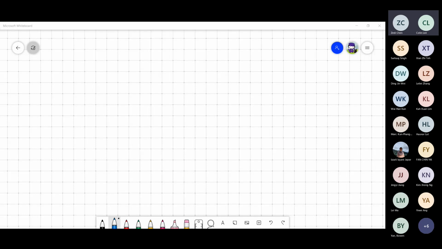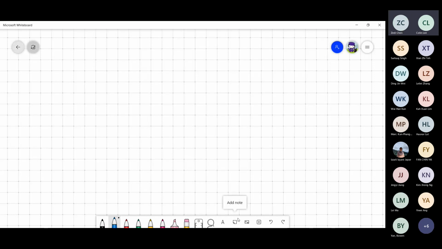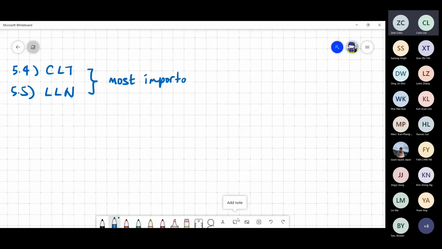Okay, next we proceed to section 5.4, the central limit theorems. For this chapter, we have another two sections. The first one, 5.4, will be central limit theorems, and 5.5 will be the law of large numbers. These two can be considered as maybe the most important results in statistical analysis. I think you guys already know the statements for these.